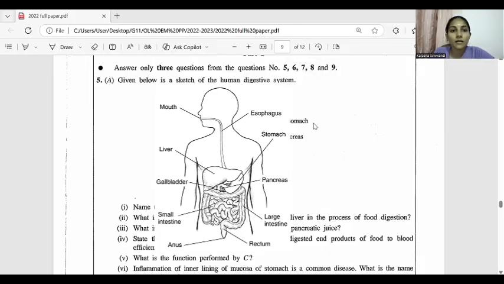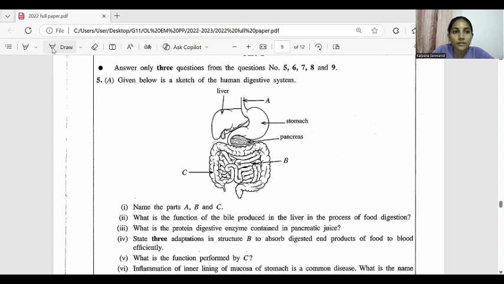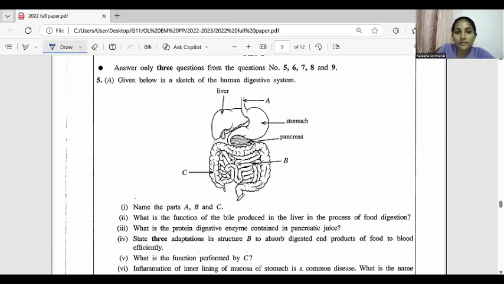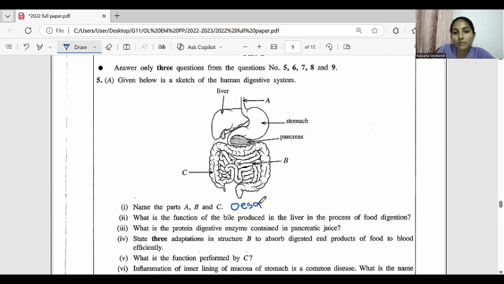Essay questions. Given below is a sketch of a human digestive system. Name parts A, B, C. A is esophagus. B is small intestine. And C is large intestine, or you can write it as colon, as it is the part of the large intestine.